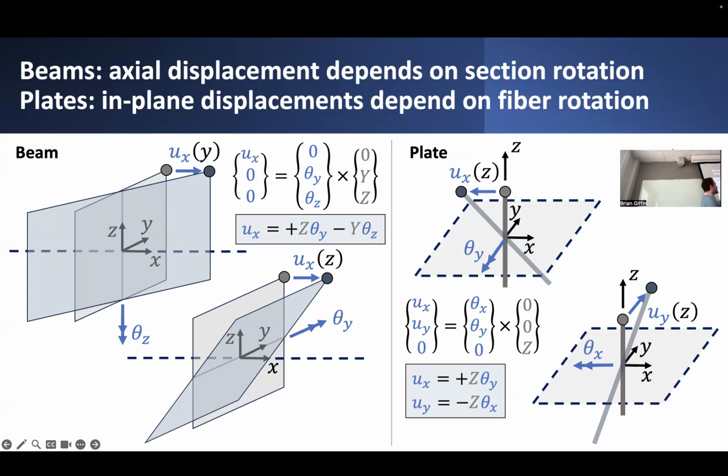Now, I also said that really it depends on where in this cross section I'm looking. If I want to know how much does a particular point displace, either in the positive axial direction or the negative axial direction, it turns out I can relate the position in the plane of this cross-section, expressed in terms of the y and z coordinates of this point, to each of these two different rotation components about the out-of-plane axes to come up with this kind of nice representation, again, as a cross product.